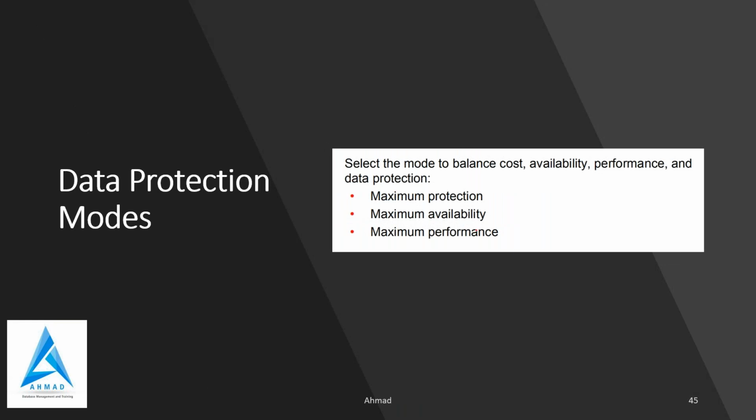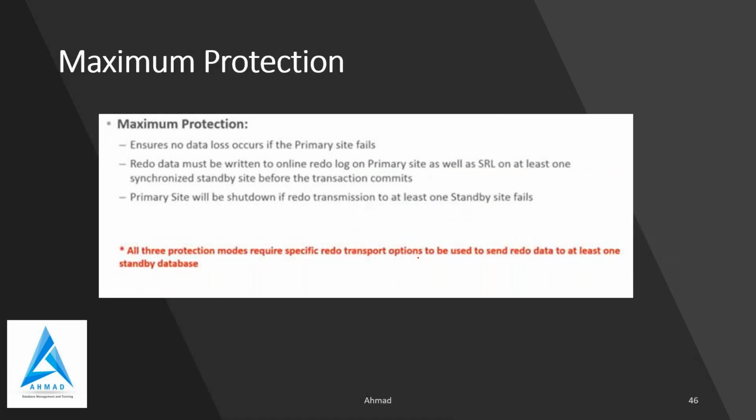Now there are three types of protection: maximum protection, maximum availability, and maximum performance. Can anyone tell me which is the default? Performance. Okay. So let's begin with protection.